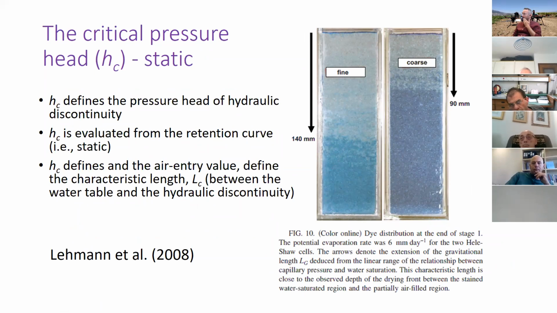And this is work of Lehman et al. from 2008 with Shmuel Asulin, and they looked at the different textures, and they defined a static pressure head that defined this connection. And this was based on the retention curve. But if you base the characteristic disconnect on the retention curve, then you discard hydraulic non-equilibrium, because again, you have only one location that disconnects liquid continuity.